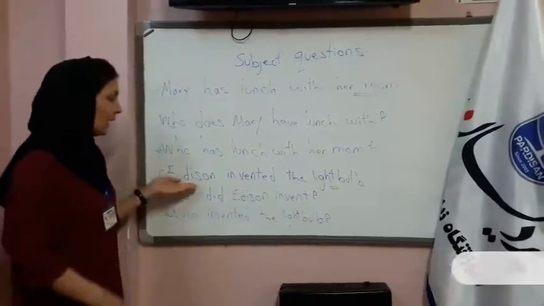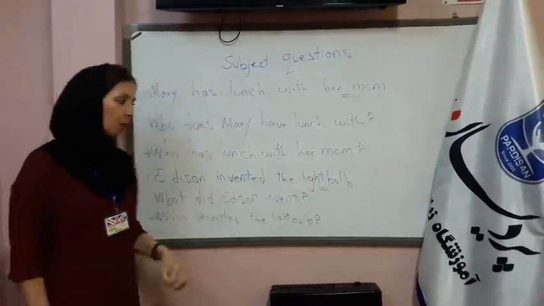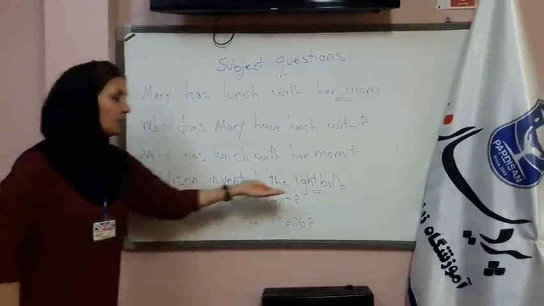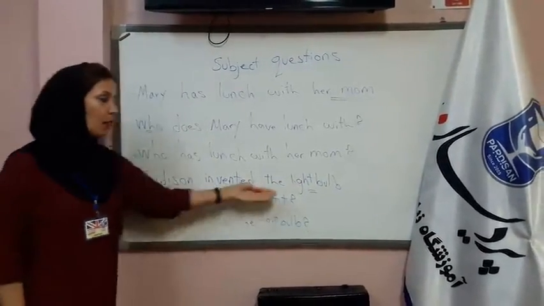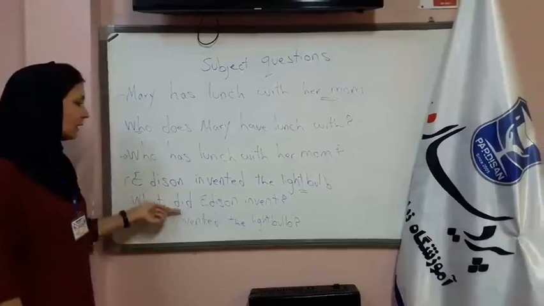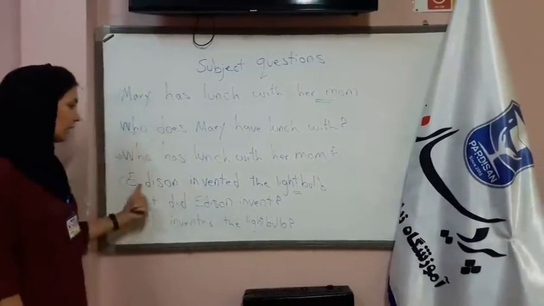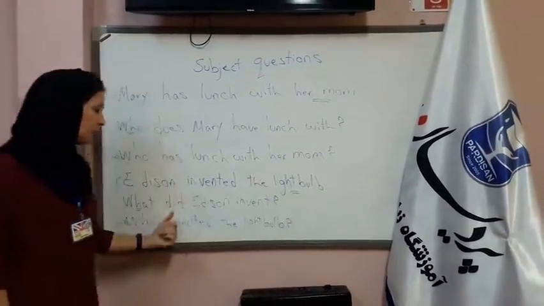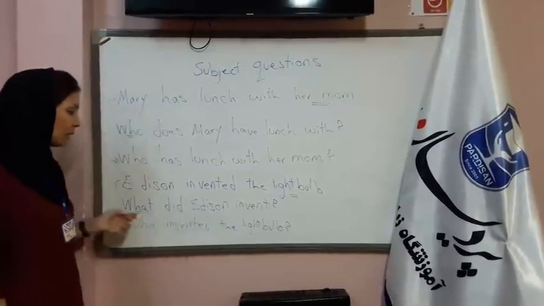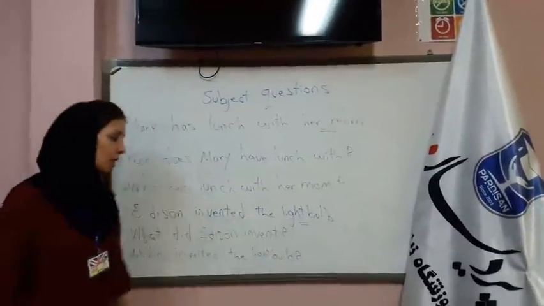Another example. Edison invented the light bulb. Make a question with what instead of the light bulb, instead of the object of the sentence. What did Edison invent? Edison invented the light bulb. We use did, an auxiliary verb, because the question is about the object of the sentence.